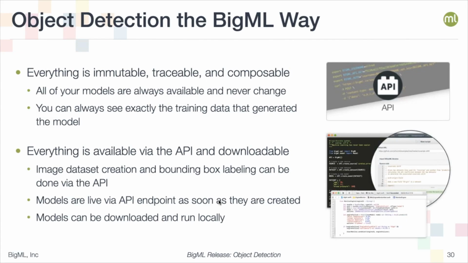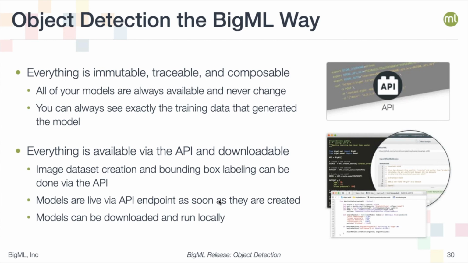And then, of course, everything is available via the API and downloadable. Everything that I showed you in the interface is programmed on top of our API, so you yourself could do any of that. You could have your own prediction interface that ran on top of BigML's API. You could program your own labeling interface that runs on top of BigML's API. There are no secret API calls that we use internally that we don't offer to you externally. So everything that we can do in the UI, you can also do via the API.